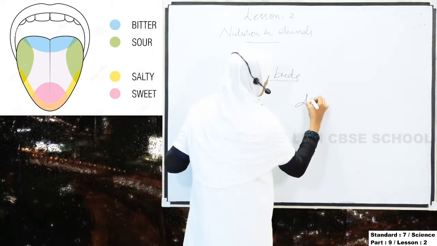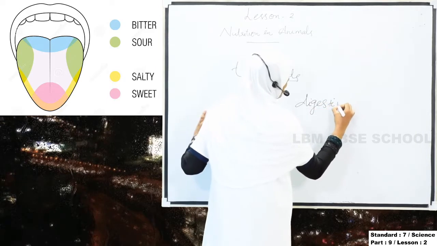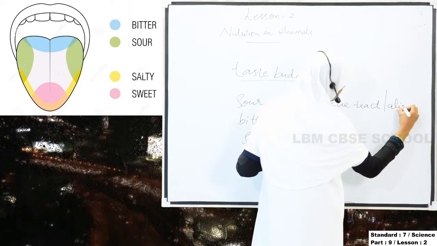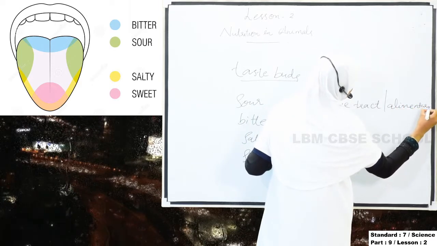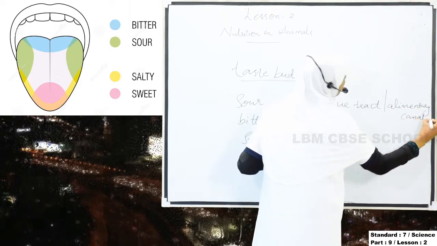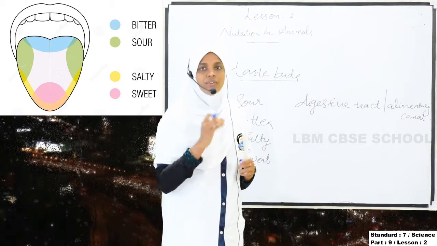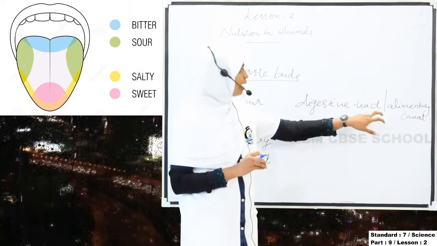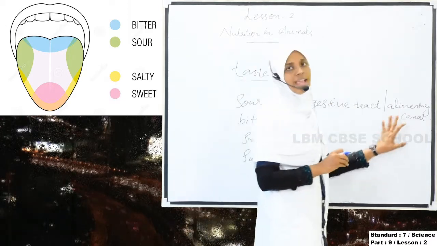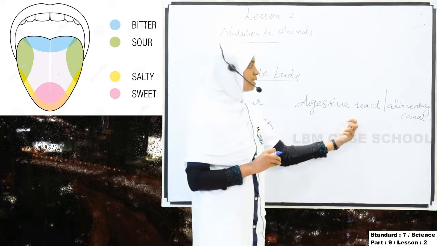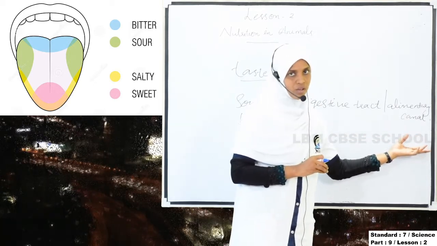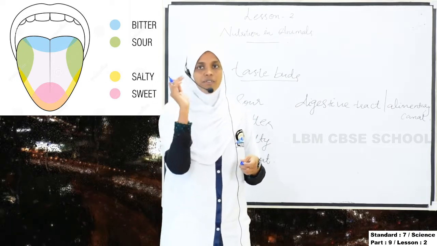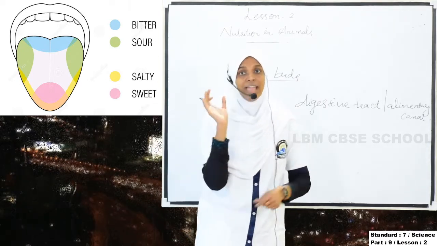The digestive tract is otherwise called the alimentary canal. Okay, so the food passes through this, where the food passes through the alimentary canal or the esophagus. The digestive tract is otherwise called the alimentary canal because the food passes through the digestive tract or the alimentary canal. Okay, and when the food passes there is a movement in the alimentary canal.